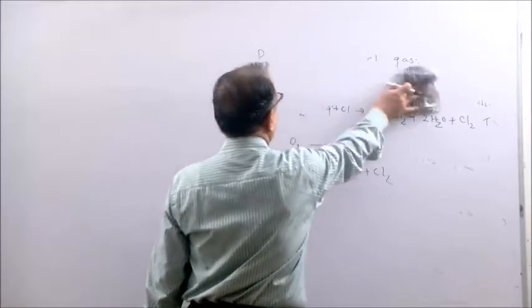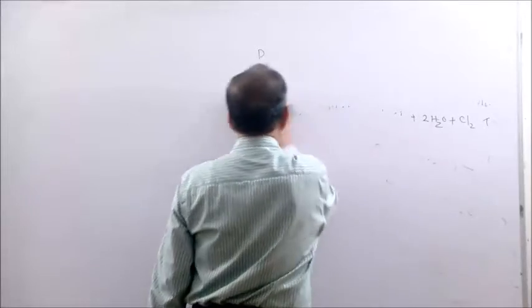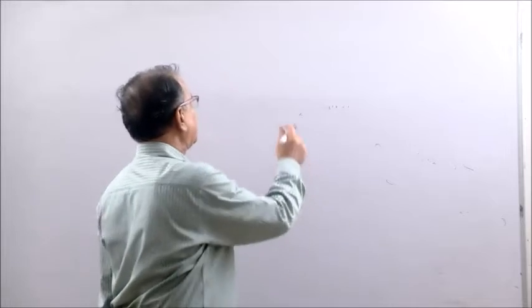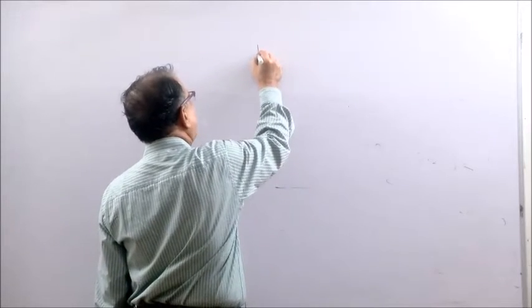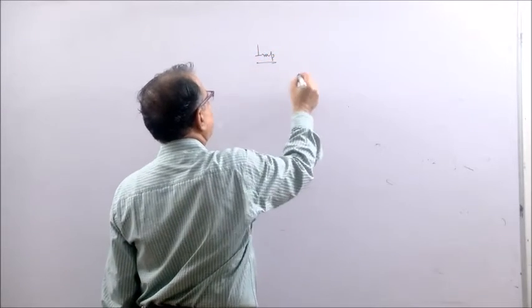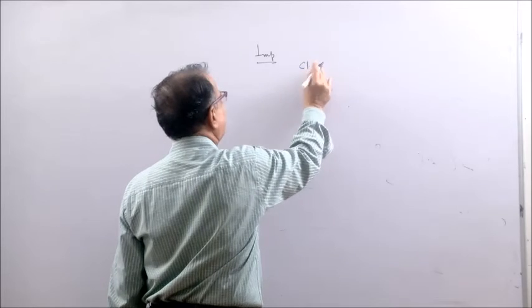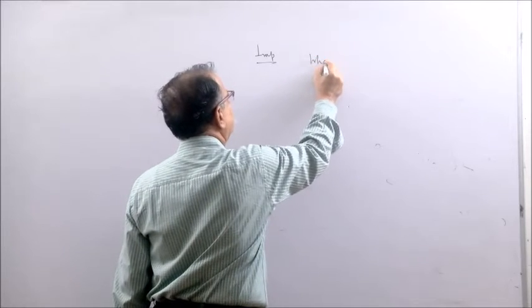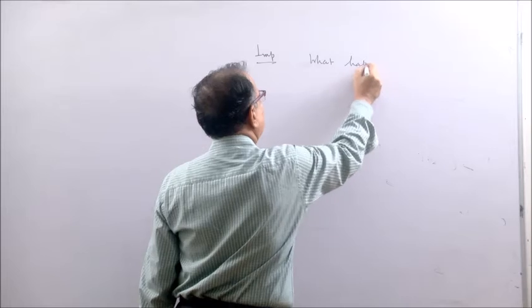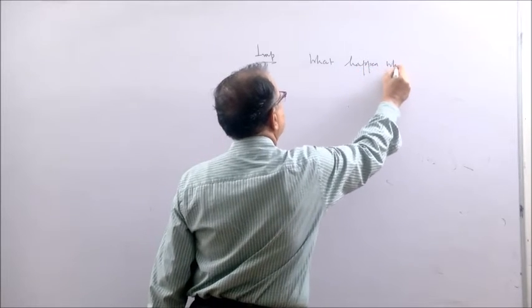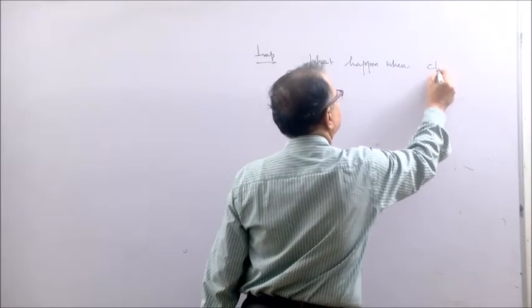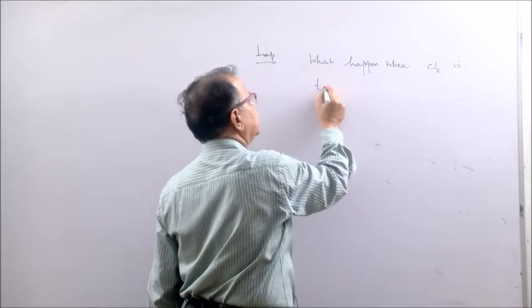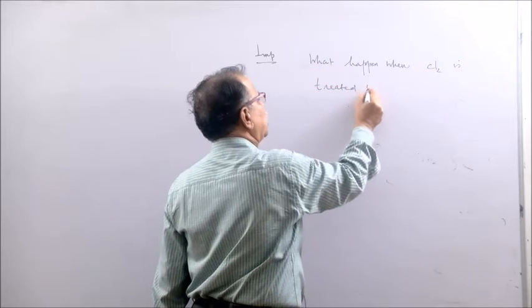Then the most important property of chlorine is action with ammonia and action with alkali, which is very important. What happens when chlorine is treated with ammonia? Most of the time the question asks, what happens when chlorine is treated with ammonia?